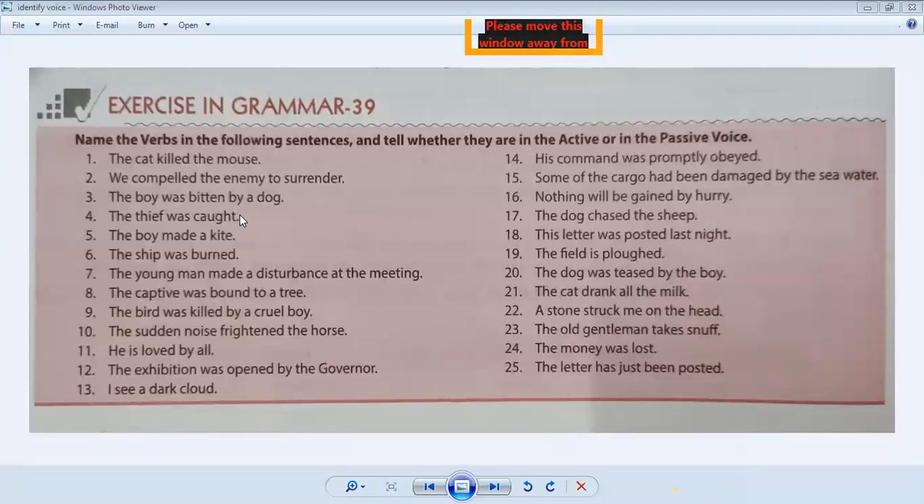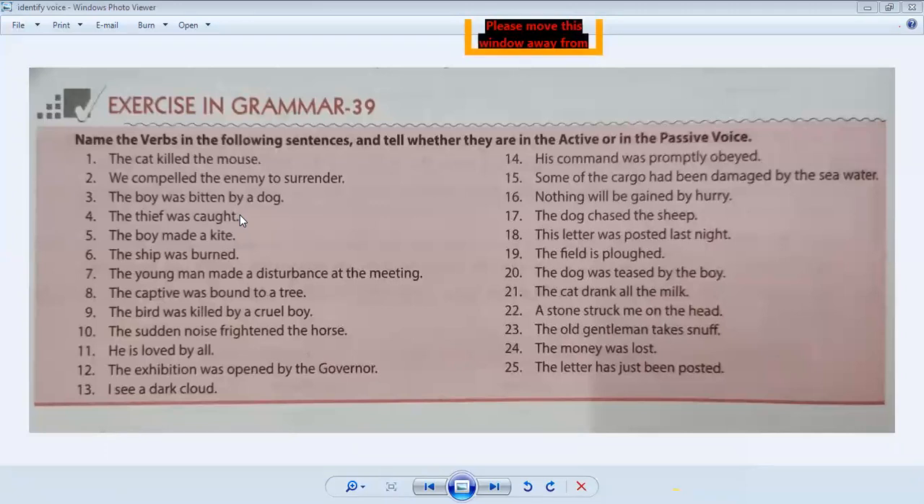Third sentence. The boy was bitten by a dog. What is the action? Bitten. Is the boy biting anyone? No. The boy is getting bitten. The boy is the receiver of the action. So it is passive voice.